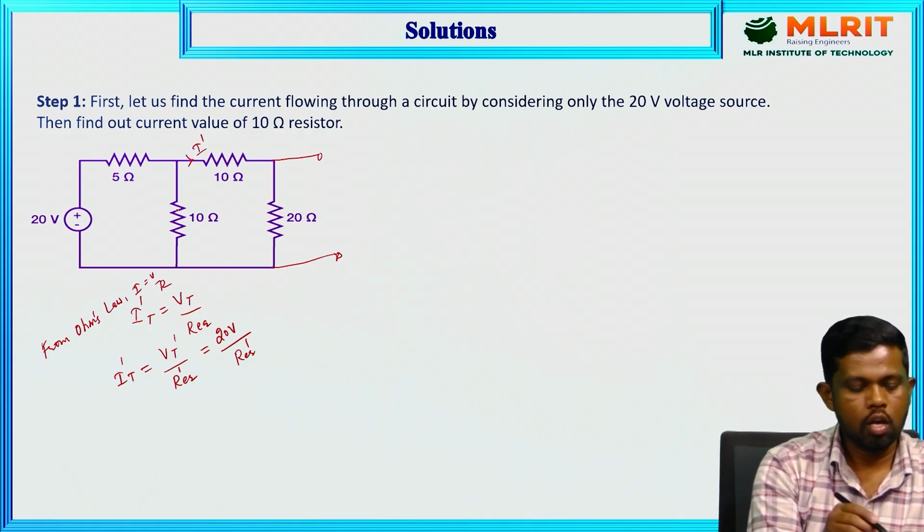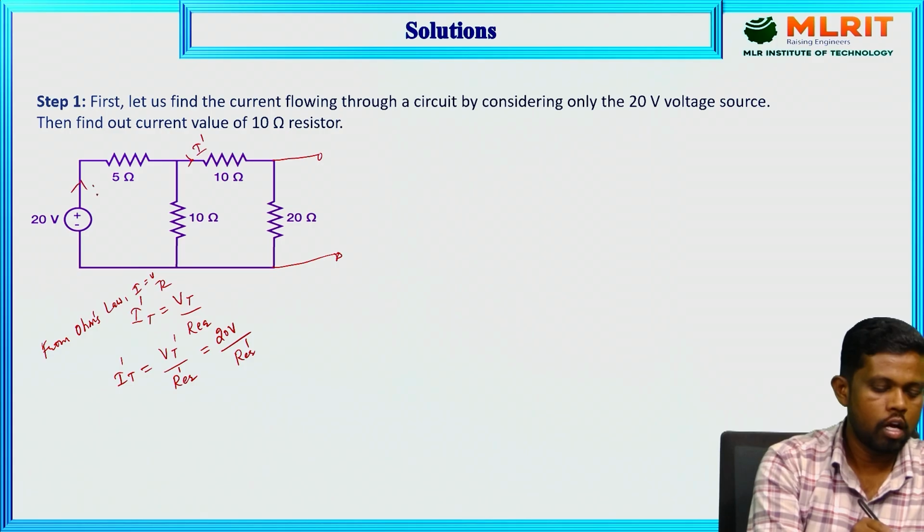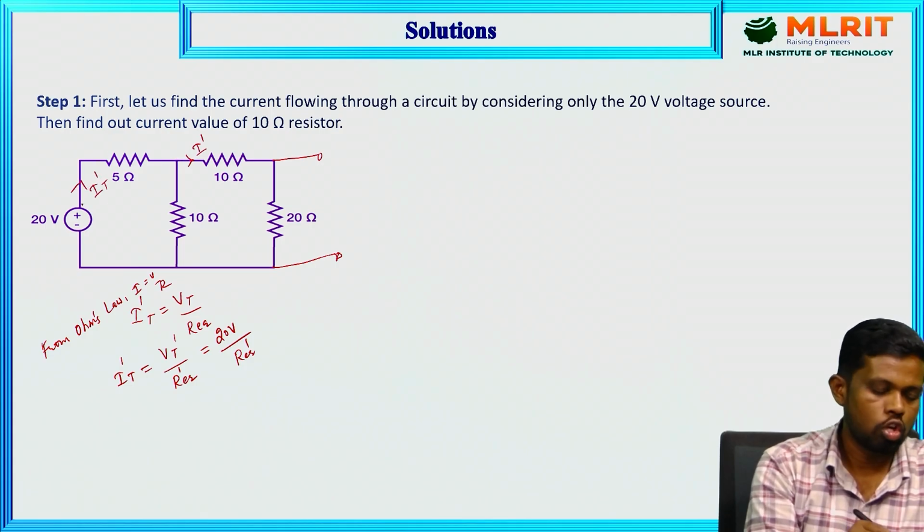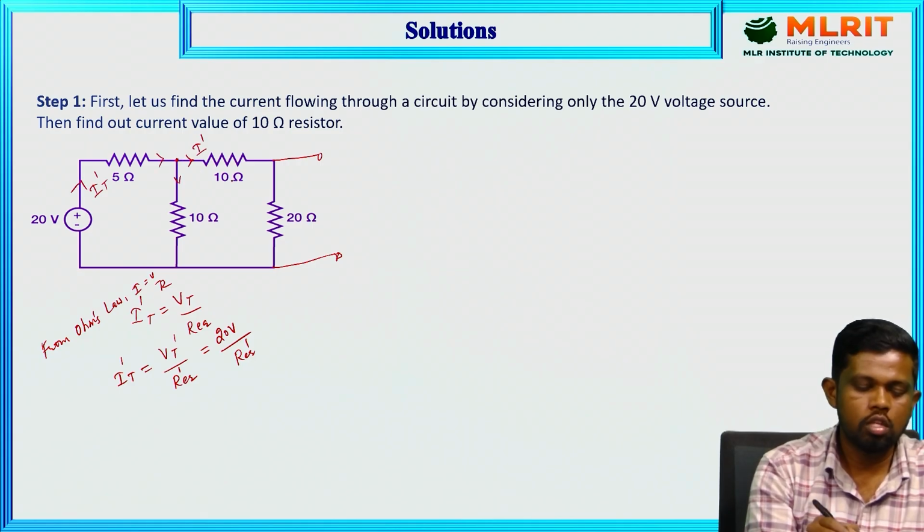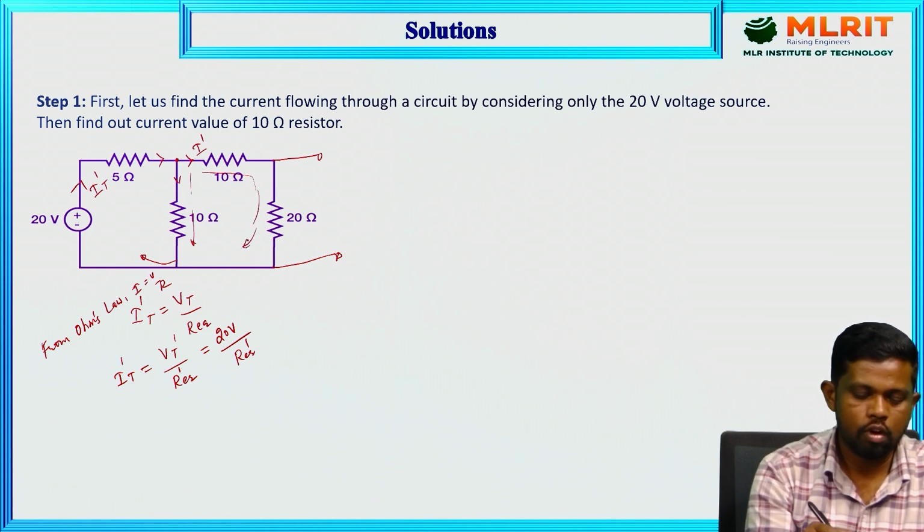The current given by the 20 volts is the I total dash. It comes from the 20 volt battery, enters here, and divides between these two paths. Based on this division, the current in the 10 ohm resistor moves towards the bottom path and leaves by the minus terminal of the battery, and the other current moves towards this path and leaves from this point.